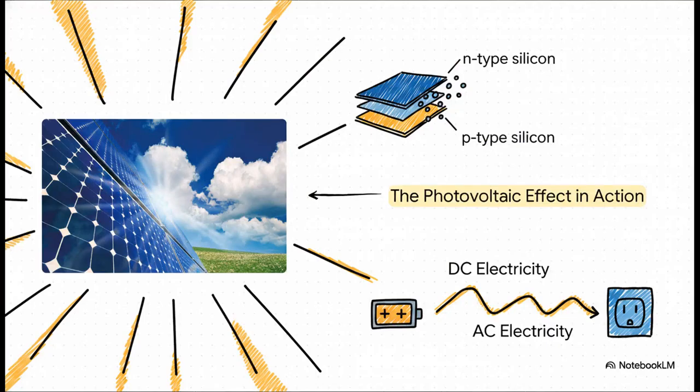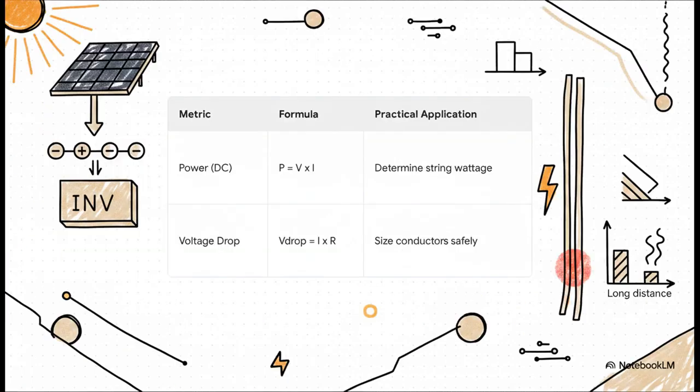When the sunlight actually hits the panel, deep inside those cells, there's a junction between N-type and P-type silicon. That specific junction is what facilitates the flow of electrons to create direct current or DC electricity. This is the raw, unrefined power of your system. And you gotta remember, it behaves very differently than the standard alternating current or AC that's flowing through the wall outlets in a house.